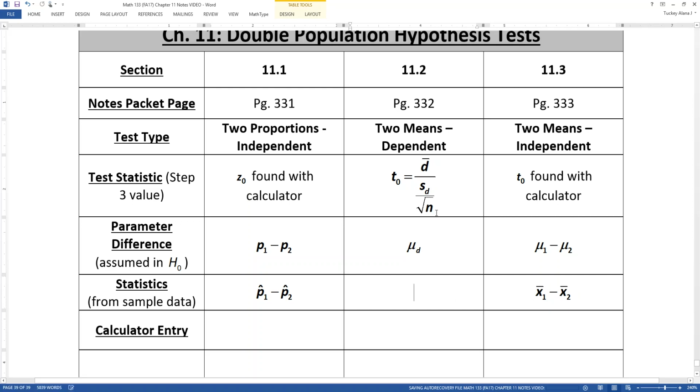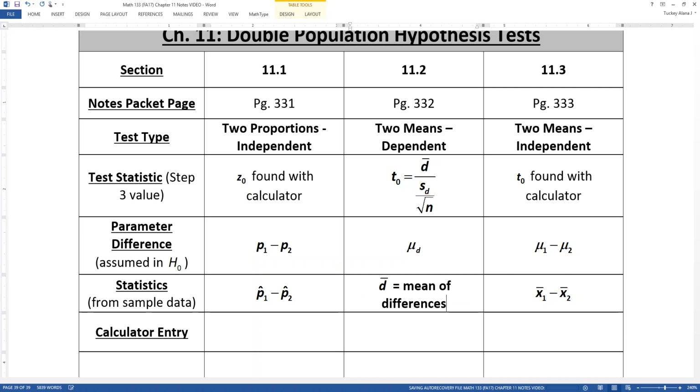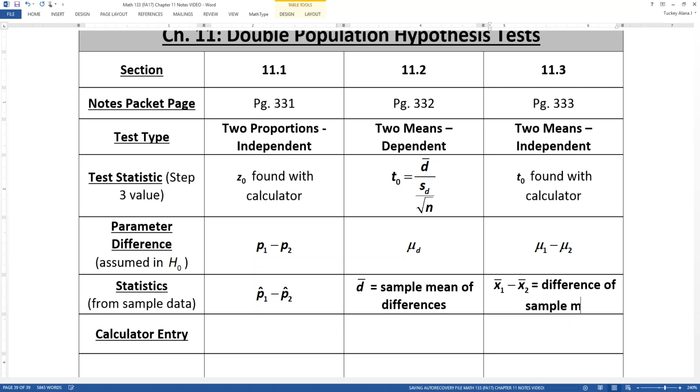Again, that leads us to the simplest one in a way, which is the difference one. And that's where we use d bar, which is the mean of the differences. So this is the mean of all the differences, sample mean, as opposed to the mean of each of the different samples. So let me write that down. And this is the difference of the sample means. They're not the same thing.